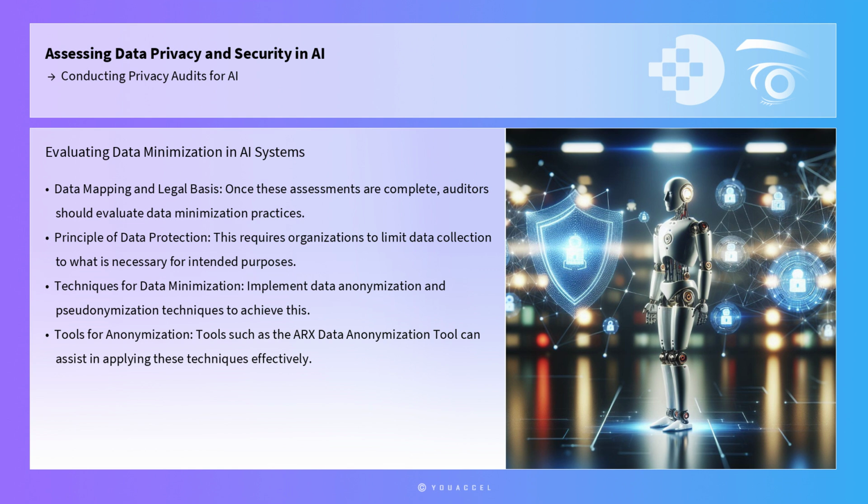Once data mapping and legal basis assessments are complete, auditors should evaluate the data minimization practices of the AI system. Data minimization is a key principle of data protection, requiring organizations to limit data collection to what is necessary for the intended purposes. This can be achieved by implementing data anonymization and pseudonymization techniques. Tools such as the ARX data anonymization tool can assist in applying these techniques effectively. By reducing the identifiability of personal data, organizations can mitigate privacy risks and enhance compliance with data protection regulations.